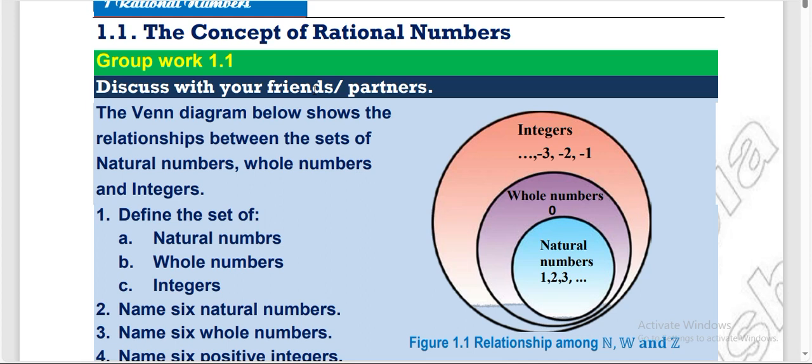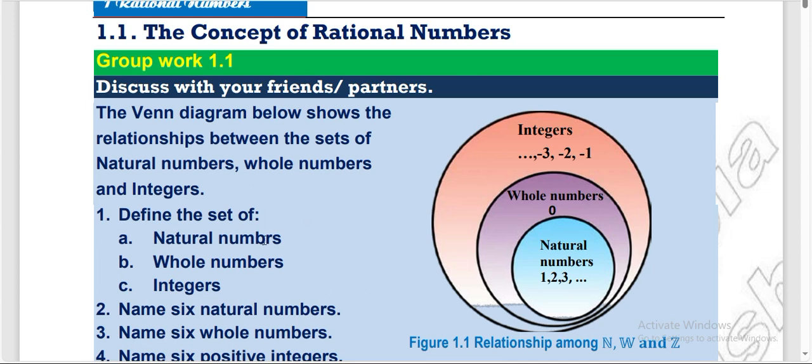From this Venn diagram you can define a lot of definitions for rational numbers, natural numbers, whole numbers, and integer numbers. The Venn diagram below shows the relationship between the set of natural numbers, this first circle, whole numbers, the second circle, and integer numbers, the largest, third circle.